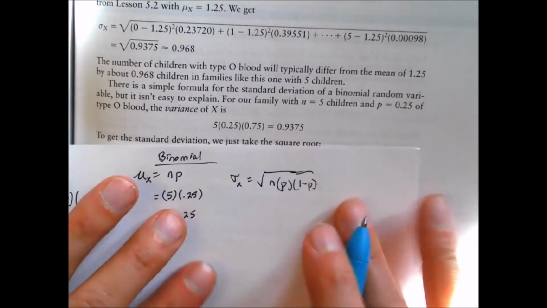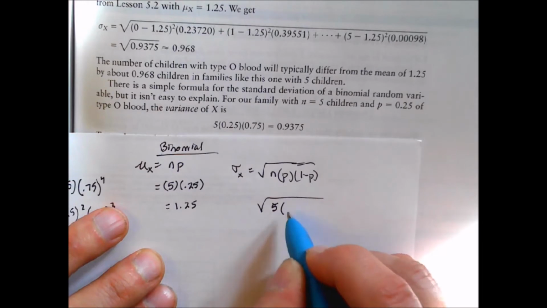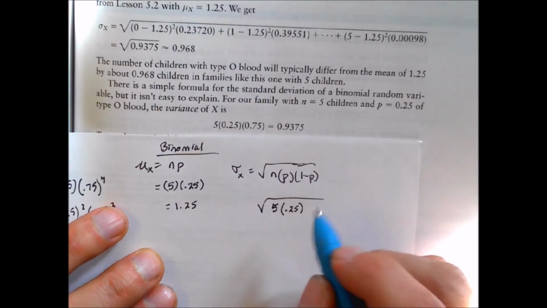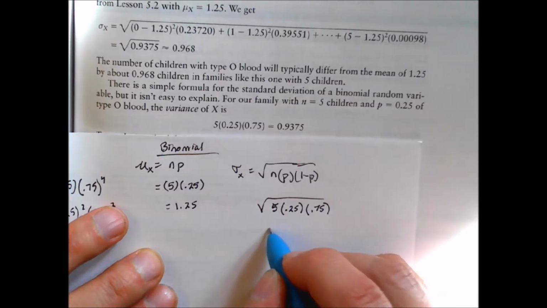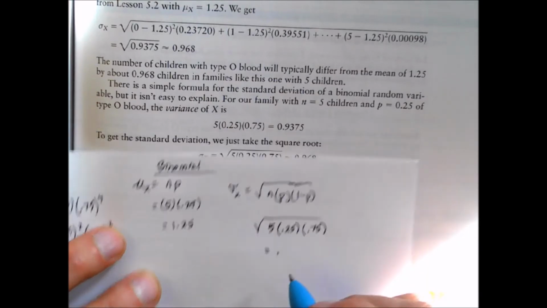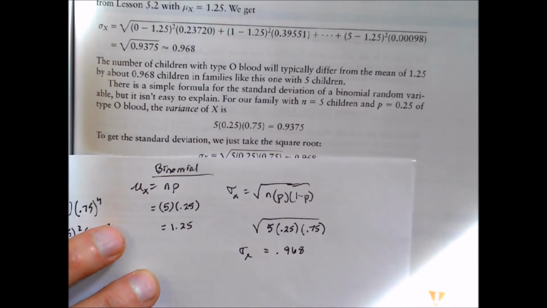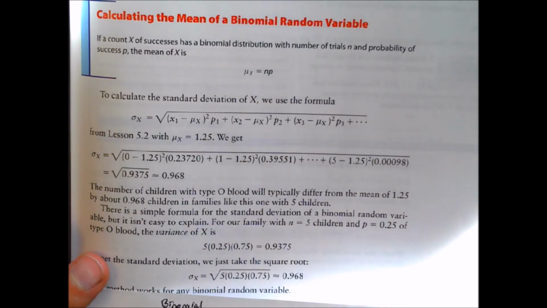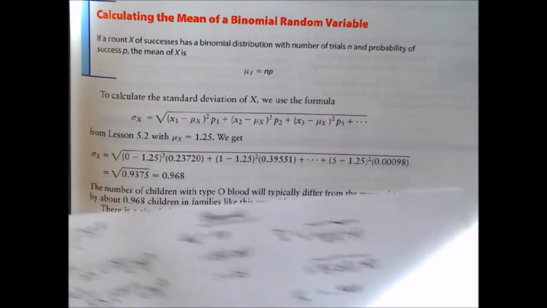So in this particular problem, there were 5 kids, the probability they got type O blood was 25%, and 1 minus 25%, that they didn't get it, would be 75%. If you multiply that all out together, you get 0.968, which would be the standard deviation of the data, the same thing as if you worked all of this stuff out. But once again, this formula only works if we know that it's binomial.